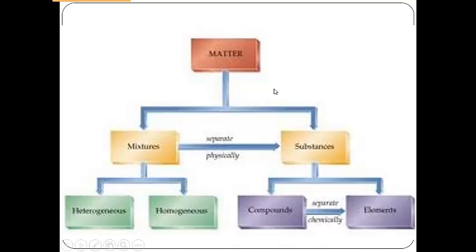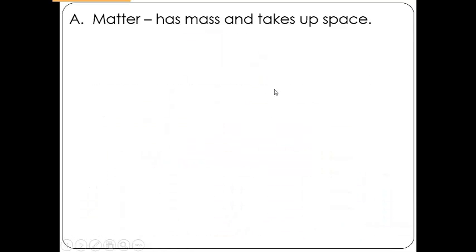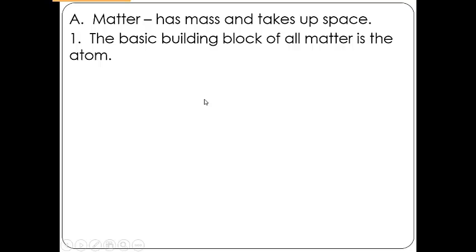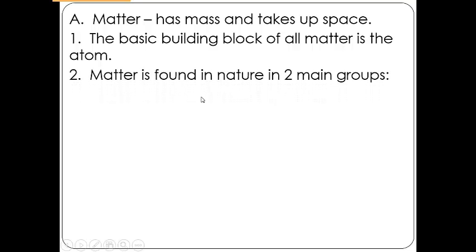Definitely a concept map you should be able to know, as it's kind of the main idea of how matter is organized. So we're going to start, first of all, with what matter is, and I already mentioned that it is anything that has mass and takes up space. So again, the smallest of matter would be atoms. They're your basic building block. Everything is made up of atoms. And matter can be found in nature in 2 main groups. And those would be, if you think back to that concept map on the previous screen, substances and mixtures.